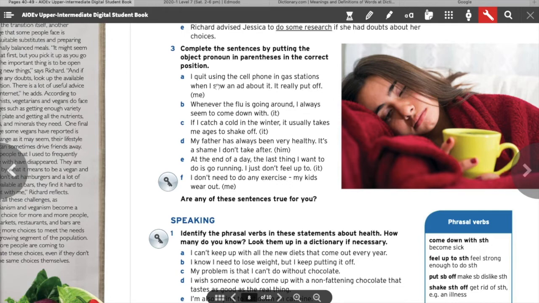Okay, so I already helped you with letter A. Continue with letters B to F. Remember to first look for the separable phrasal verbs and put the pronouns in the correct space. I will pause the video and you can do the exercise. Are you ready? Let's check the answers together.